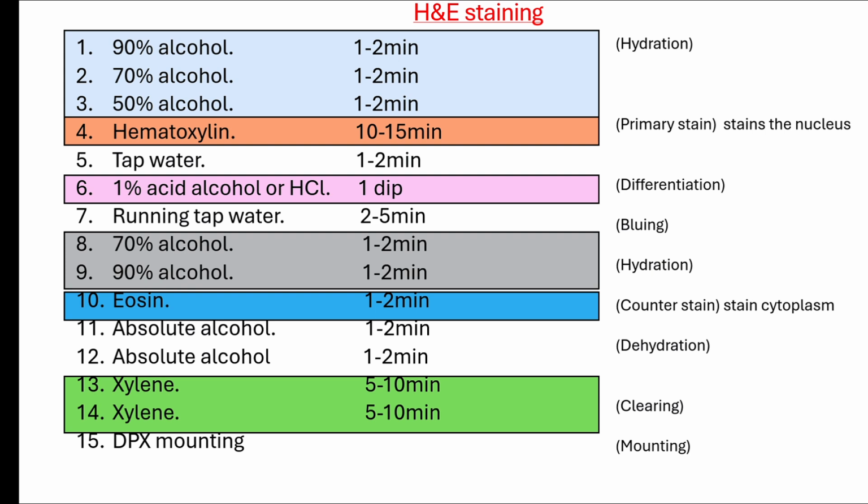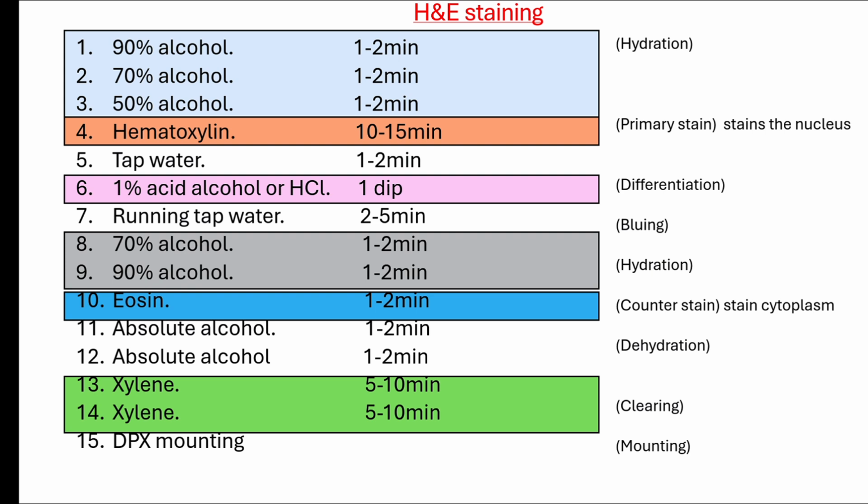Then primary stain, that means hematoxylin, 10 to 15 minutes. Hematoxylin stains the nucleus. Then tap water 1 to 2 minutes. Then the process is differentiation, that means 1% acid alcohol or HCl, 1 dip. Bluing: immediately under running tap water, 2 to 5 minutes. Then the process is dehydration: 70% alcohol 1 to 2 minutes and 90% alcohol 1 to 2 minutes.